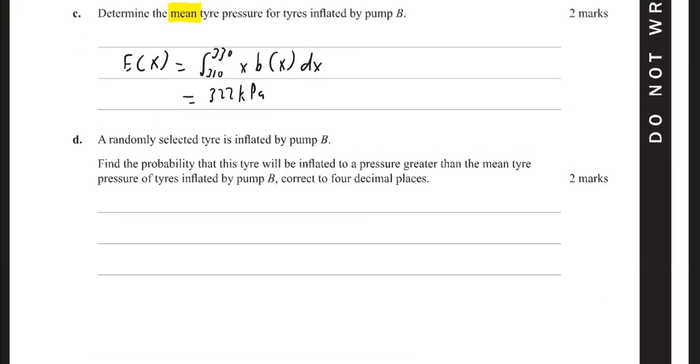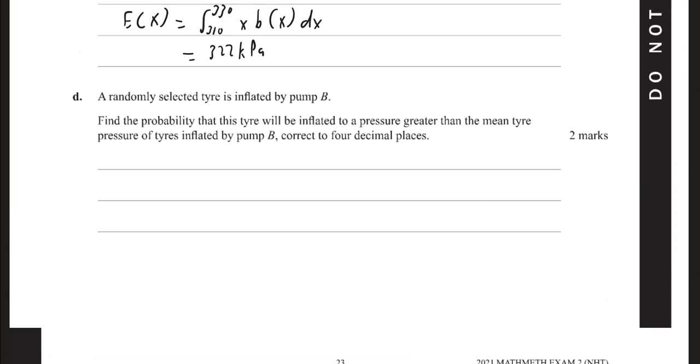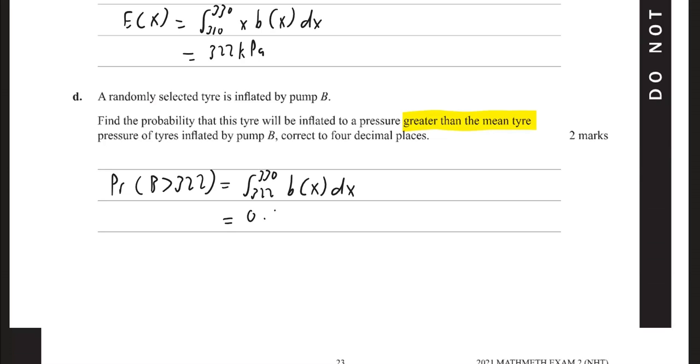Part C is done. Part D, a randomly selected tire is inflated by pump B, and we need to find the probability that the pressure is greater than the mean, to 4 decimal places. So that's basically PR B greater than 322, because the mean is 322 from the previous question. You can use this integral to solve that, of f(x) dx. And that simplifies to 0.5248. That's part D.